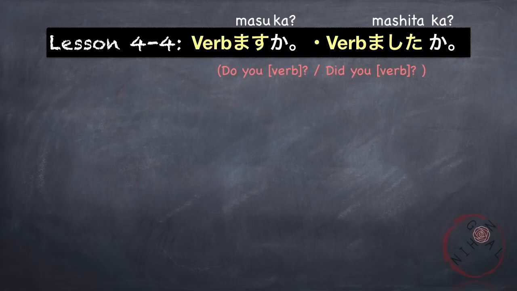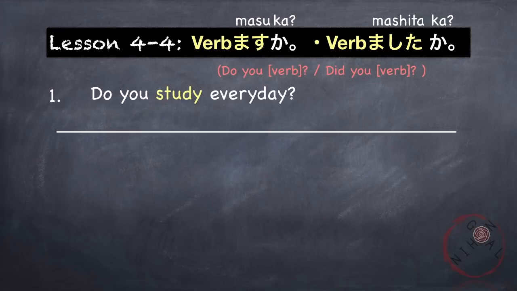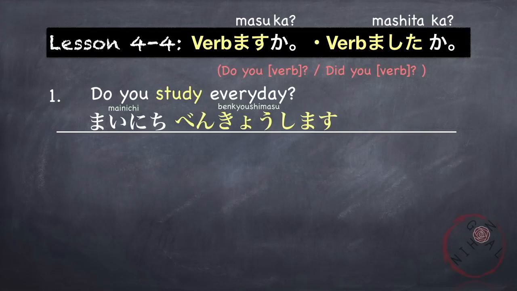Okay, first let's do the verb mas ka pattern. Do you study every day? So this is a question of a habitual action. Every day. Do you study every day? 毎日勉強しますか？So, to say yes, I do, you cannot use そうです or じゃありません or the short version of yes, that's right.